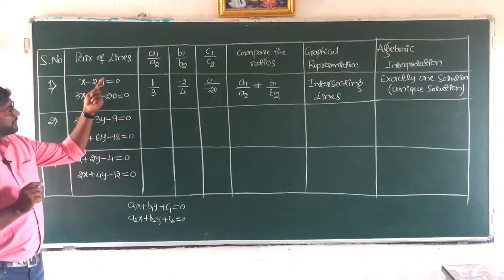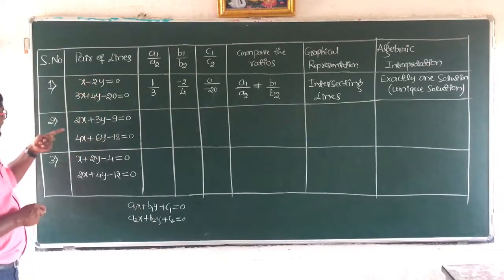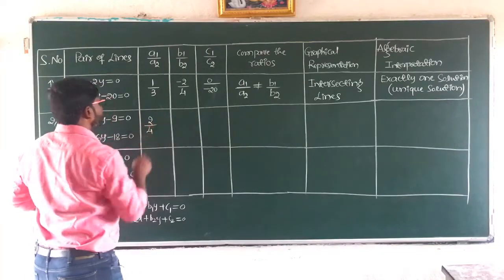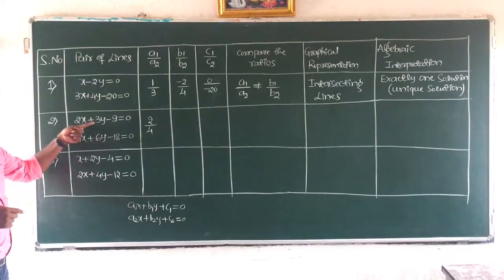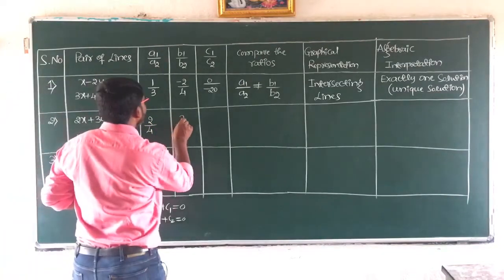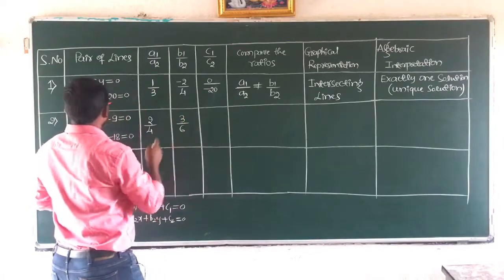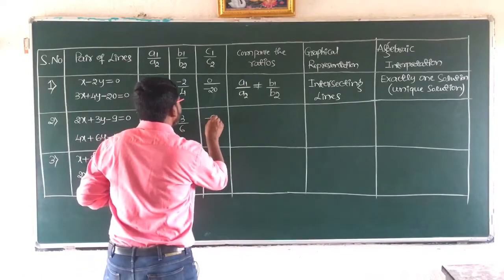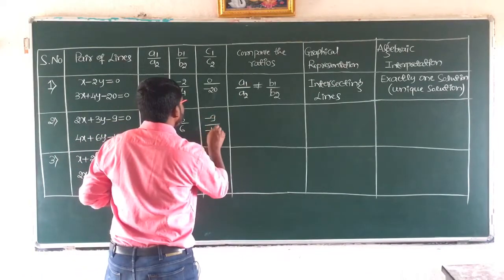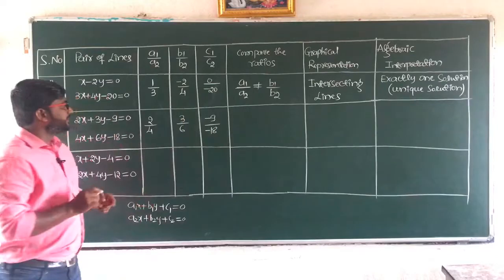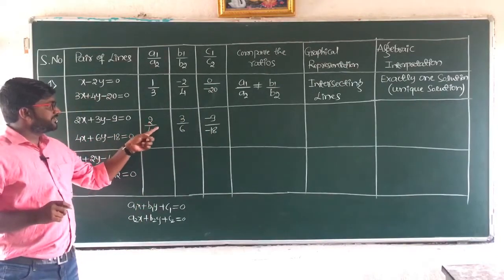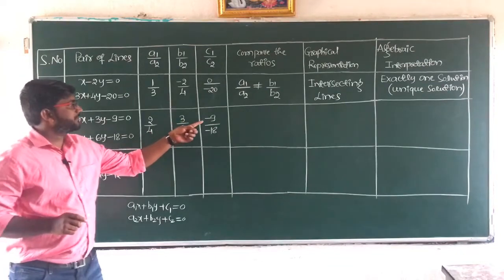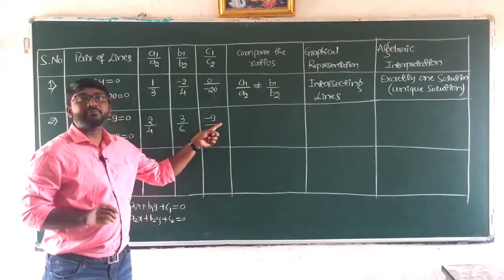Let us note down the ratios now. A1 by A2 is 2 by 4. Then B1 by B2 is 3 by 6. And then C1 by C2 is minus 9 divided by minus 18. Now see here, if you simplify this, we get 1 by 2. Again we get 1 by 2, and here minus by minus is plus, again we get 1 by 2.